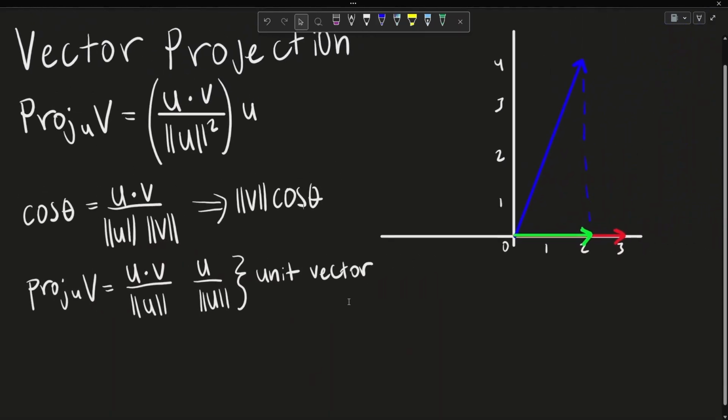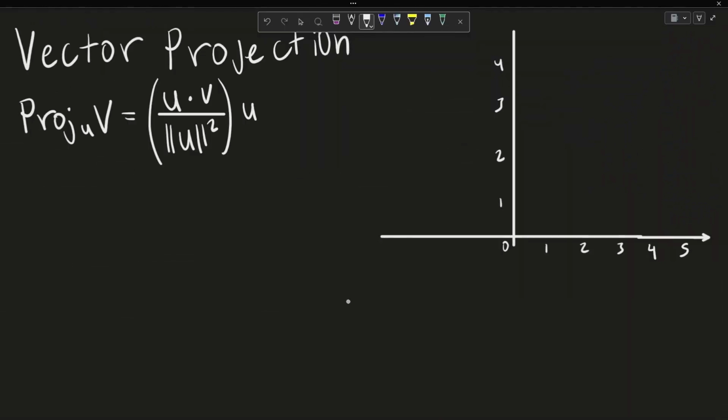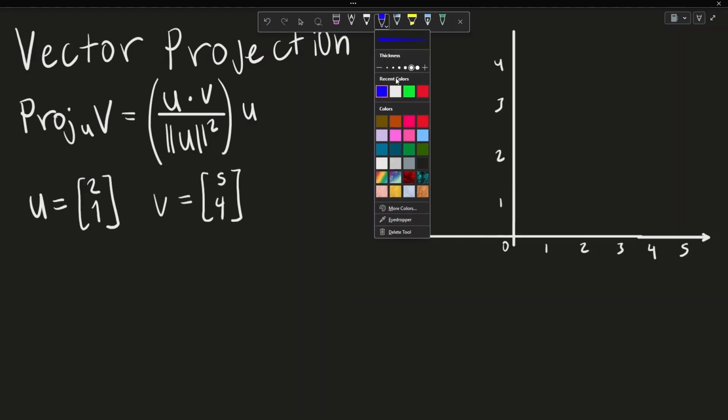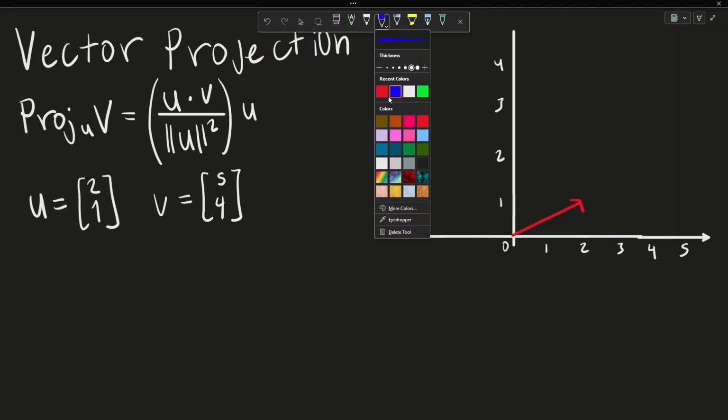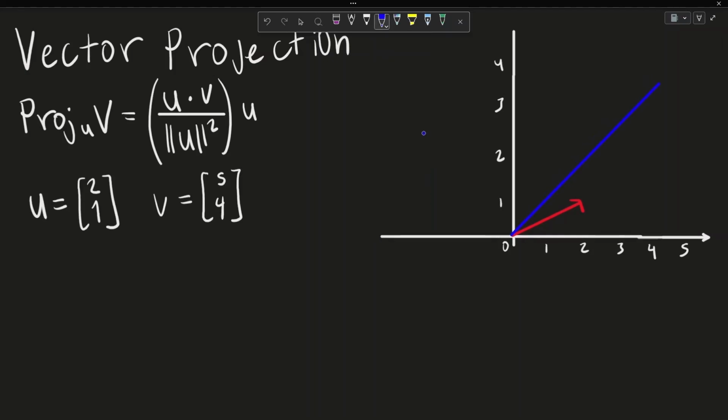And so finally, let's try another example. So let's take vector u to be equal to 2, 1. Let's take vector v to be equal to 5, 4. And let's draw them out so that we can a bit more easily understand what's going on. So if we draw u in red, we'll find 2 in the x, 1 in the y. So we'll find this vector. And if we draw v in blue, we'll find 5 in the x, 4 in the y. So we'll find this vector.